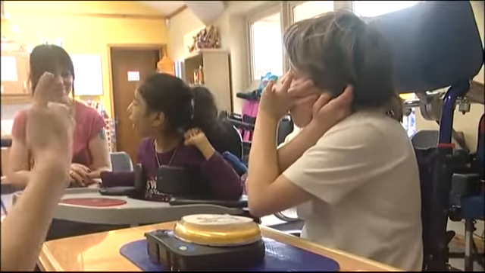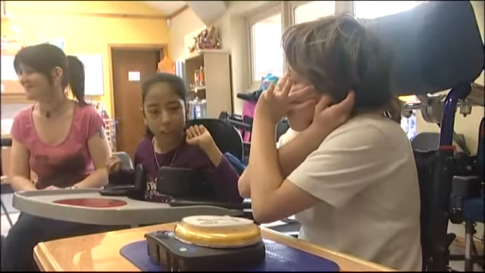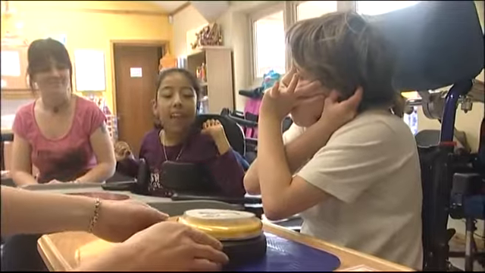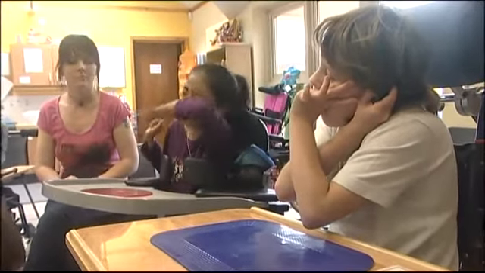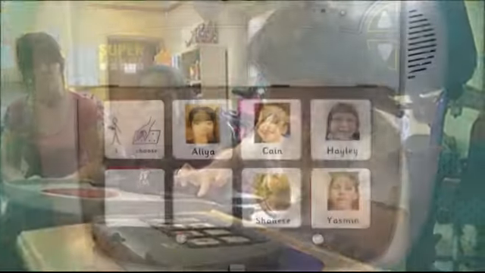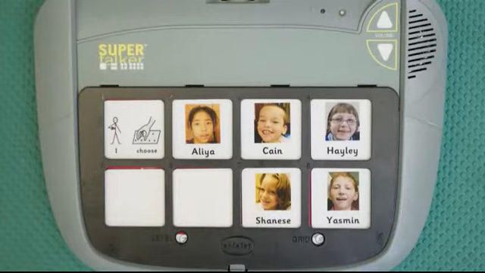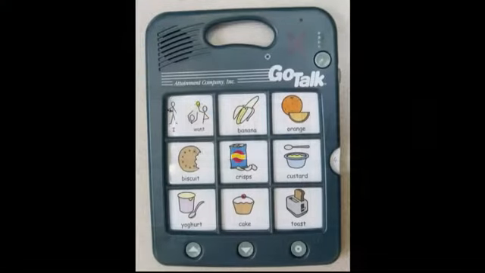Morning. Shanice also has a physical disability, although she does have quite a lot of movement. She is significantly visually impaired. She is able to use symbols as long as they're big enough. She uses a Super Talker aid, and she uses a Go Talk 9 at snack time to tell us what she would like to eat.